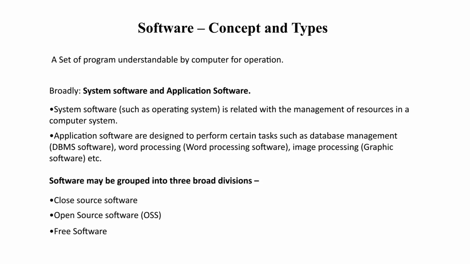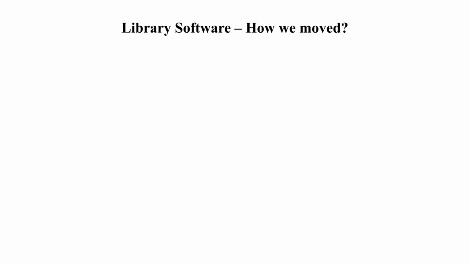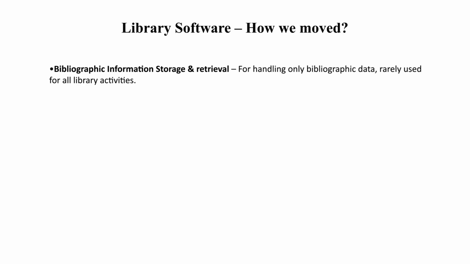Now, we have already talked about software on the basis of availability and application. Now we are in the domain of libraries. So we have to know what software is being used in various library operations. In fact, library operations are mostly of four types. First is bibliographic information storage and retrieval. What does it mean?